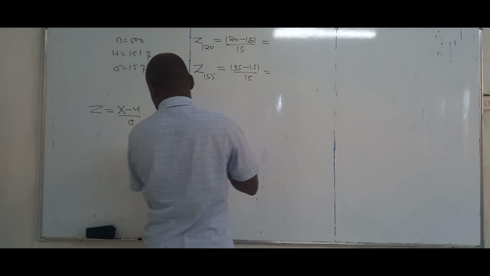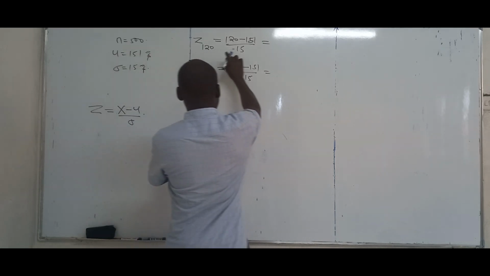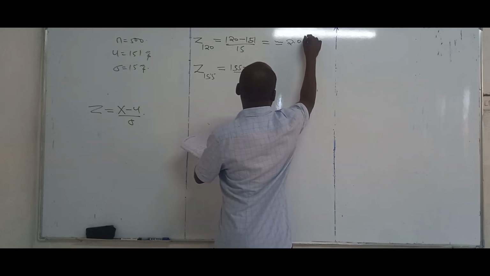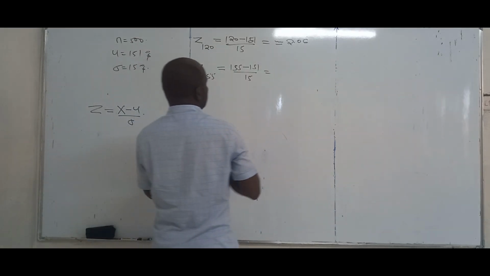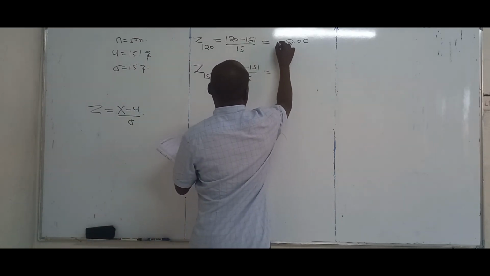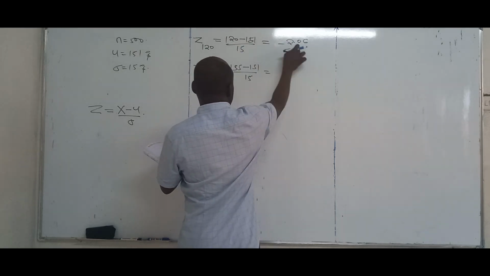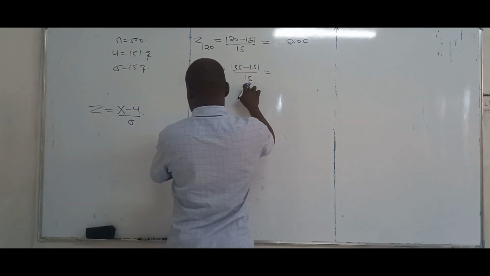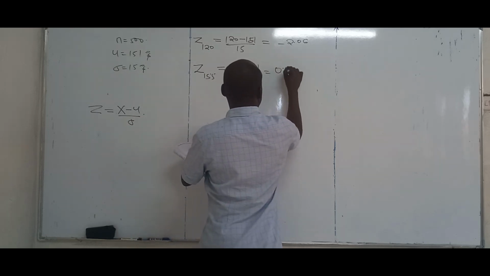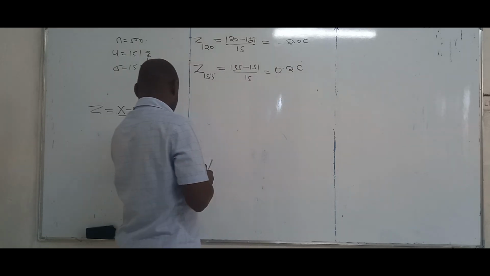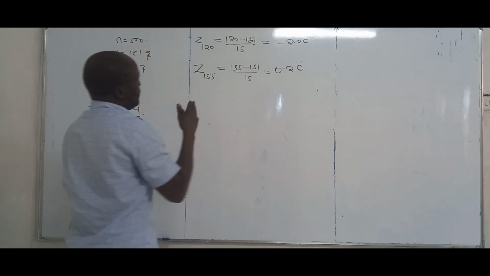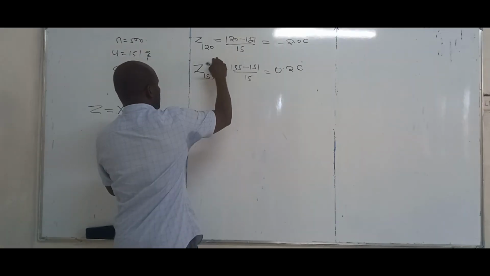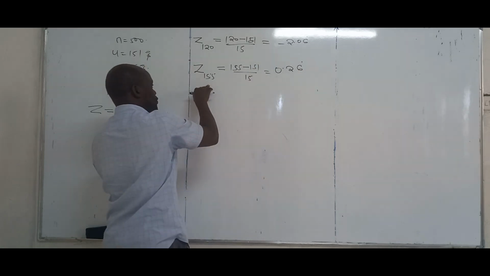So the first part here should give us about negative 2.06 recurring. And it's a negative because of this: this minus this divided by this gives you that. Then here, 155 minus 151, divided by 15, will give you 0.26 recurring again. So it then means that we have defined the corresponding z-scores. The z-score that corresponds to 120 is this, and that which corresponds to 155 is that.